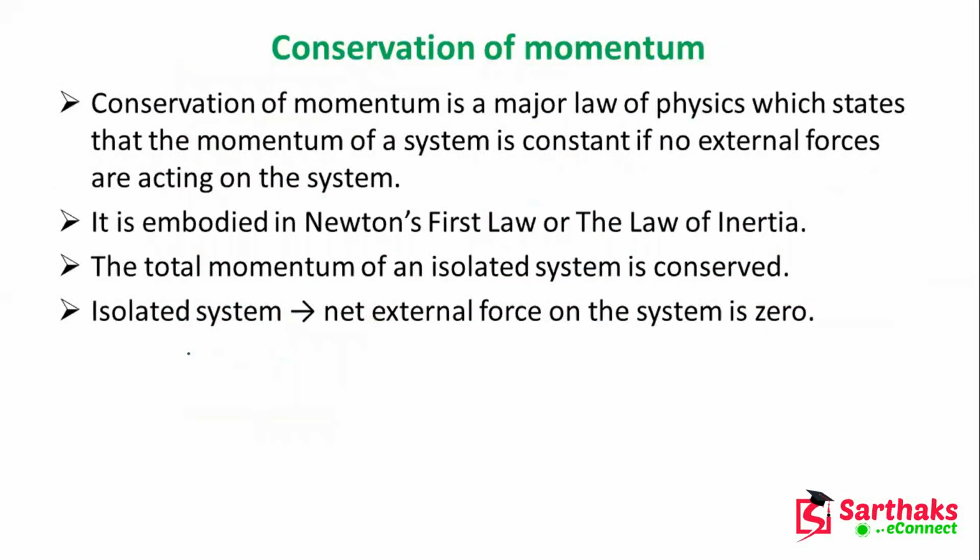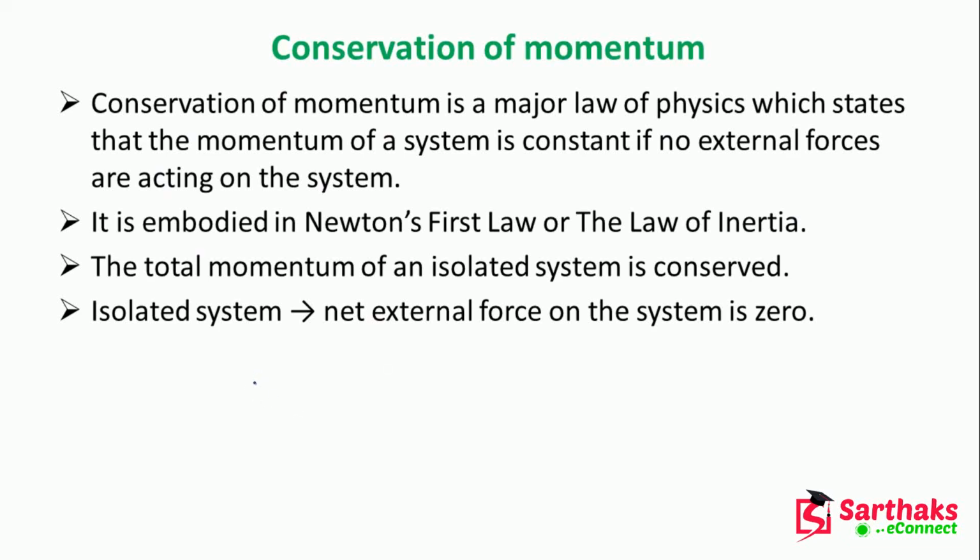Now conservation of momentum. So already you know what momentum is. It is related to the mass and the velocity. Fine. So here the conservation of momentum is a major law of physics which states that the momentum of a system is constant if no external forces are acting on the system. And it is derived a little bit from Newton's first law. The total momentum of an isolated system is conserved. Isolated system means the net external force on the system is 0.